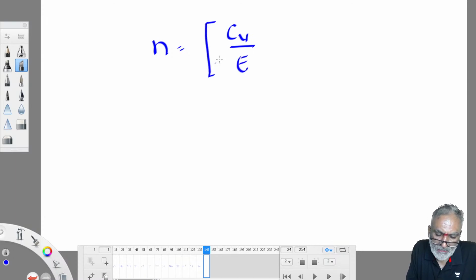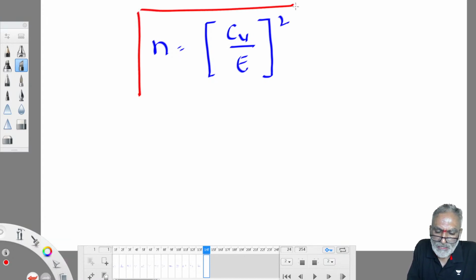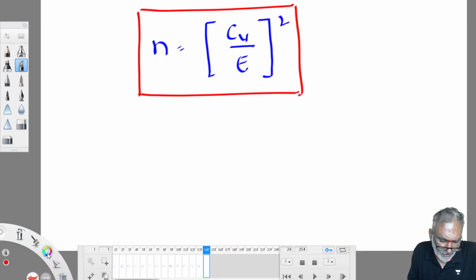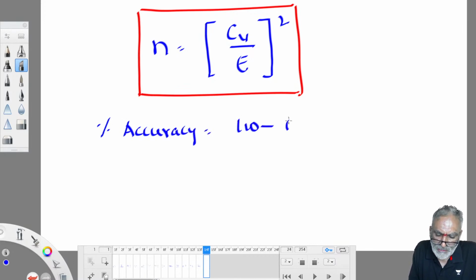whole square. Ultimately we will get this. What is E? Error allowed in measuring the mean rainfall. E is equal to error. Error depends on what? Accuracy. Percentage accuracy is equal to 100 minus E.